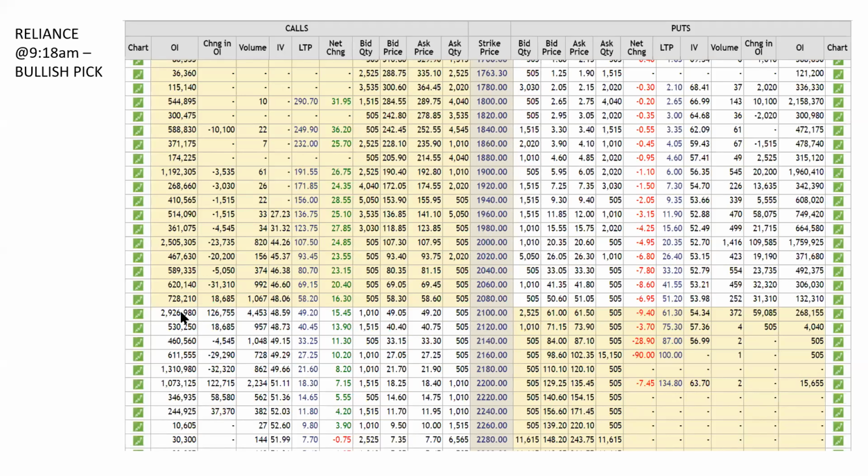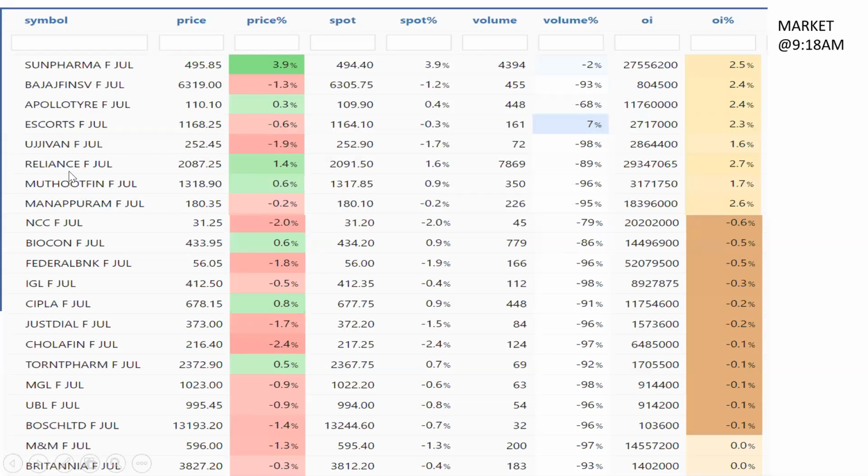And what is the OI and the current price suggesting to us? Why is Reliance a bullish pick? Because price is quoting at 1.4% up and OI is also up. That means we have a very perfect bullish setup.